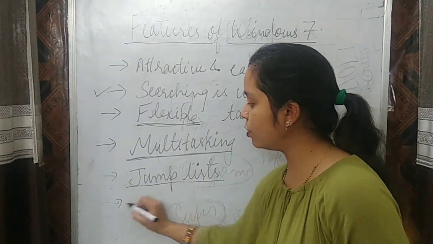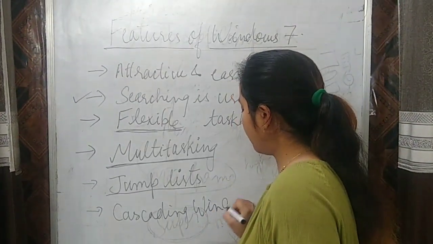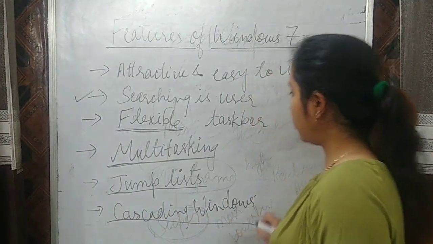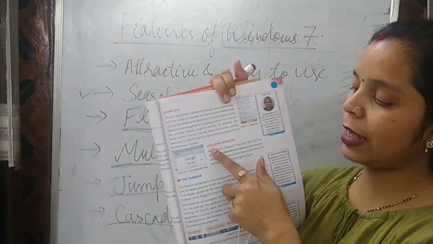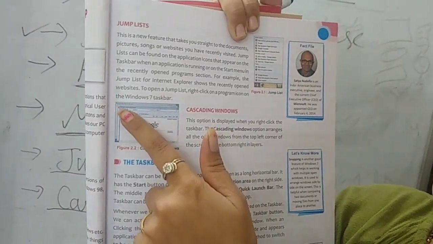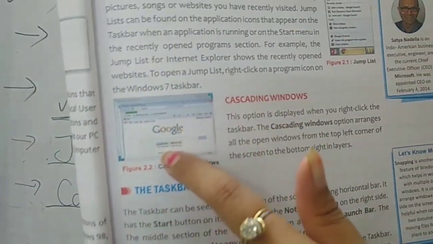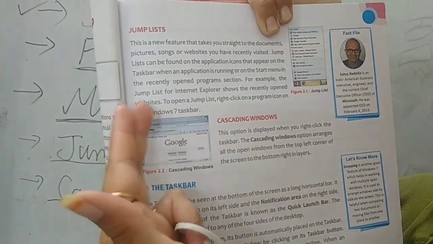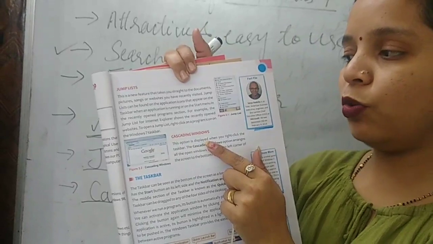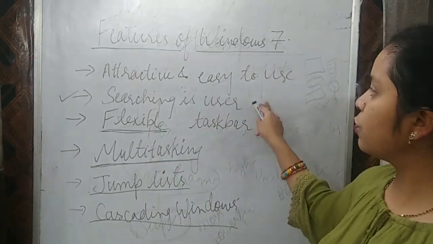Now the next feature of Windows is cascading windows. What is this feature? In a computer, when you open 2-3 windows together, like you can see in your book, it is given as cascading windows. Suppose you have opened 2-3 programs together, so what does it do? It arranges your windows from the top right corner to the bottom. Like this, it arranges the first window, second window, third window. It will arrange all the windows on the desktop of the computer. That is known as cascading windows. And the jump list I have already told.